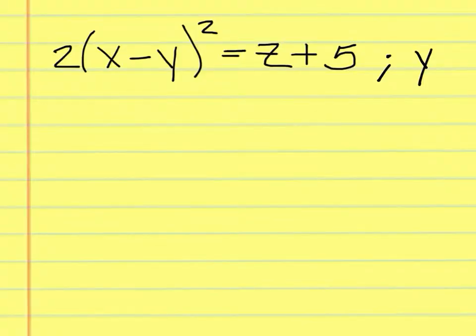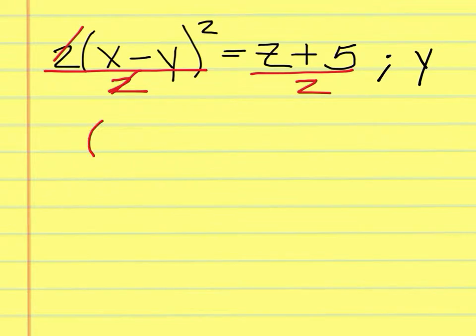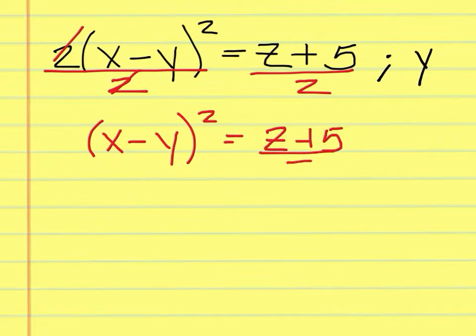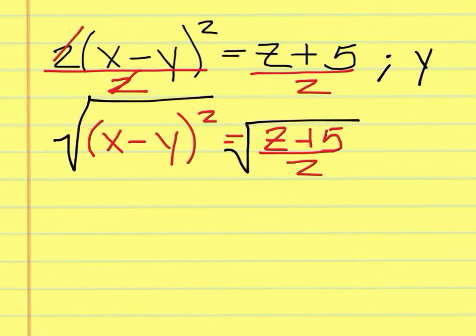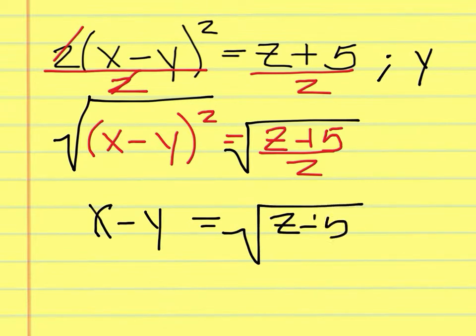To solve for y, we have to start undoing what's around it, and the first thing is the multiplication by 2. So we divide by 2 to cancel it out, and be left with the quantity squared of x minus y. On the right, you'll have z plus 5 over 2. To undo the perfect square, you need the square root. So you'll be left with x minus y, and then on the right, the square root of z plus 5 over 2.